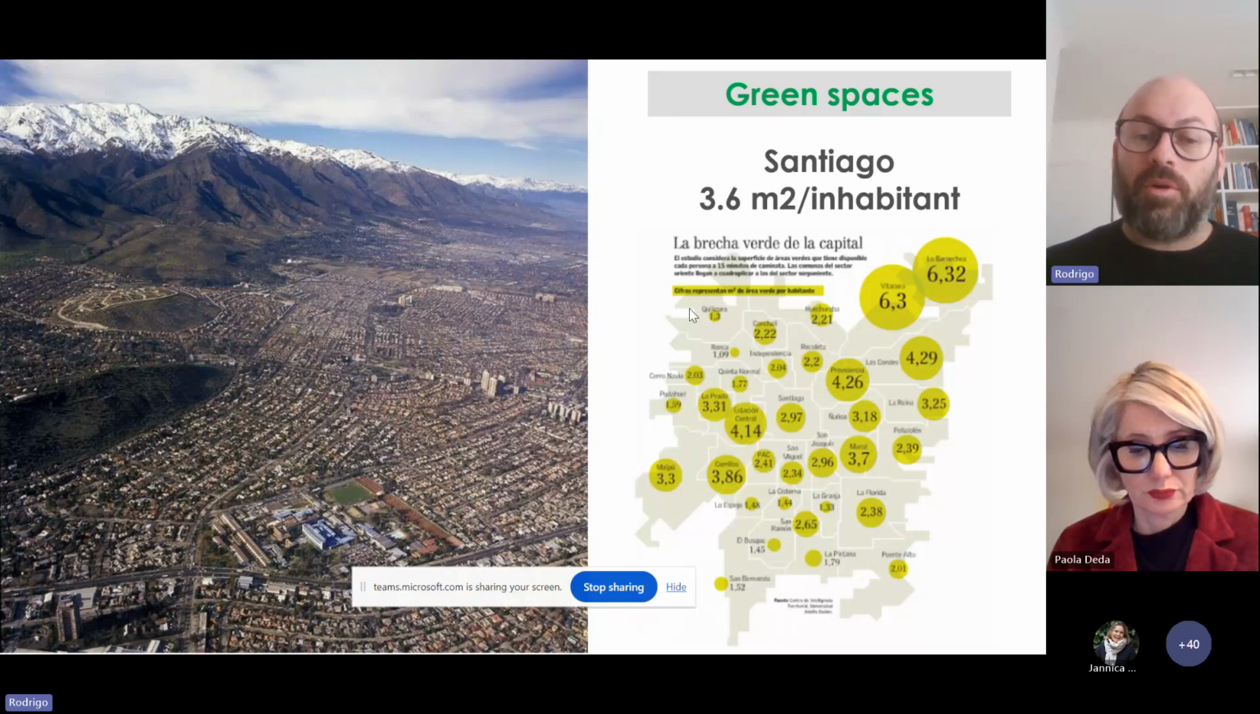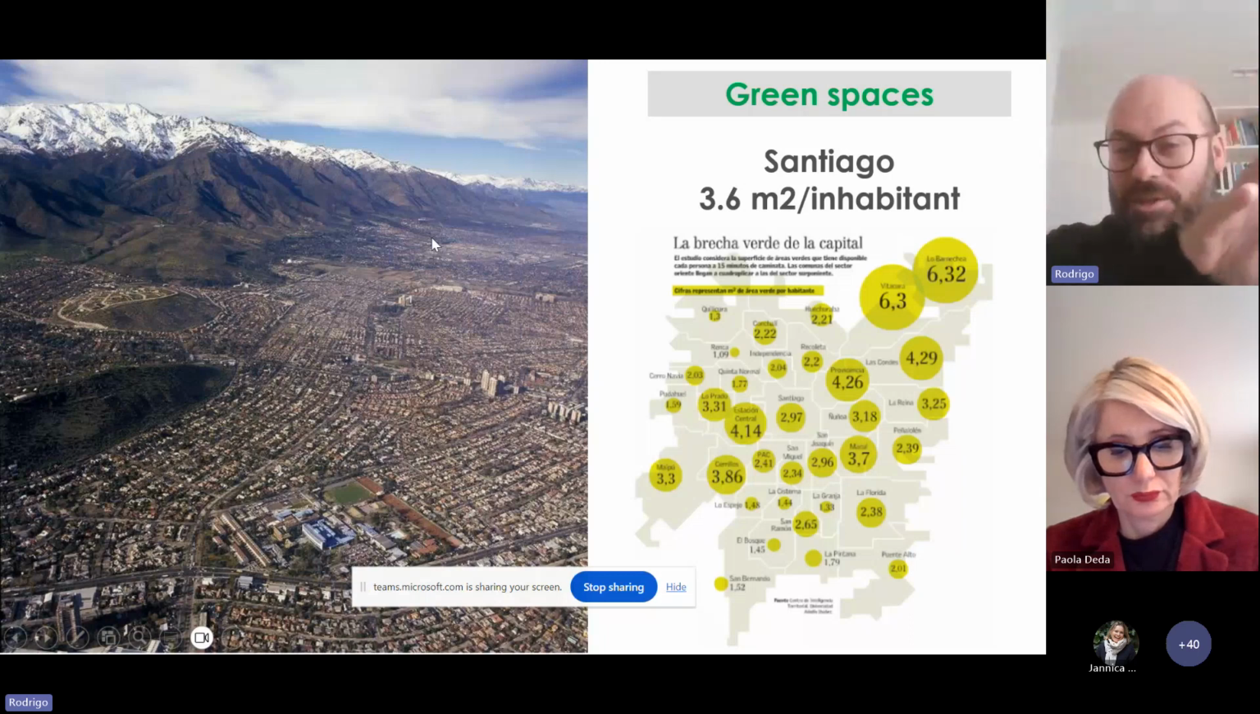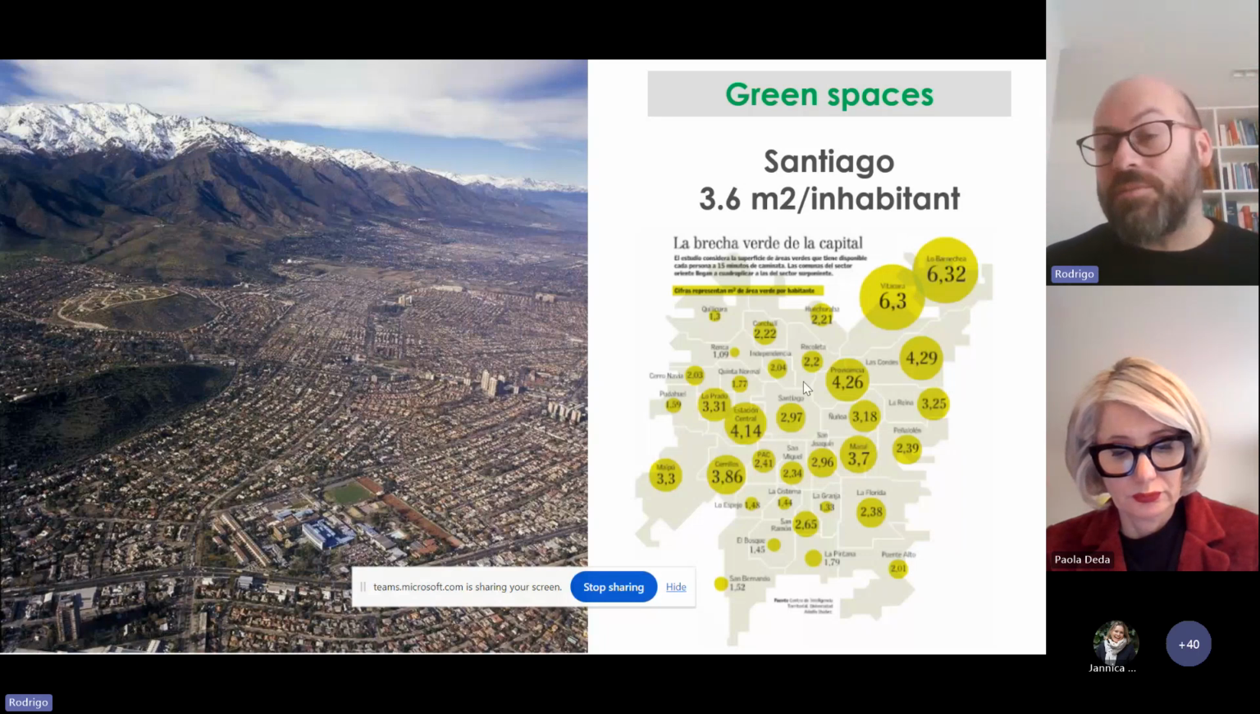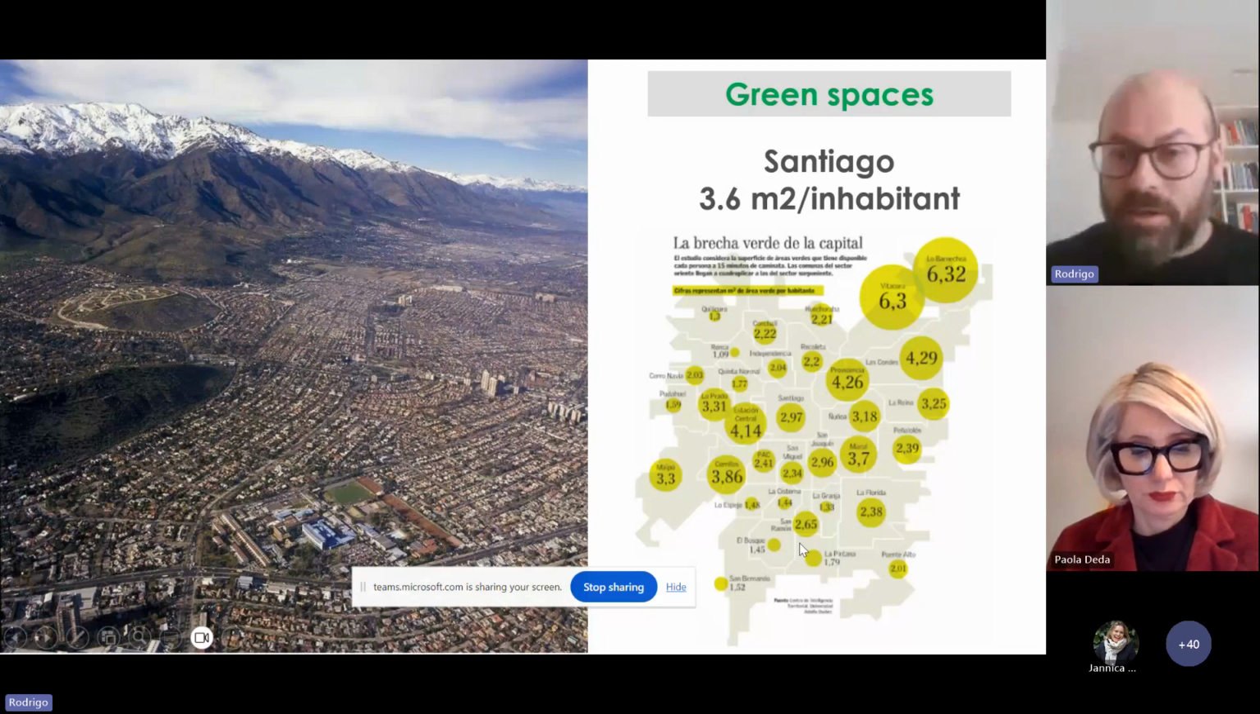Santiago has an important deficit of public green areas, and a huge problem of distribution of these green areas. As you can see, particularly the blue areas that I showed before concentrate most of the square meters per inhabitant, while the poorest areas barely reach 1 square meter per inhabitant. So we have this kind of inequality in the metropolitan area of Santiago.